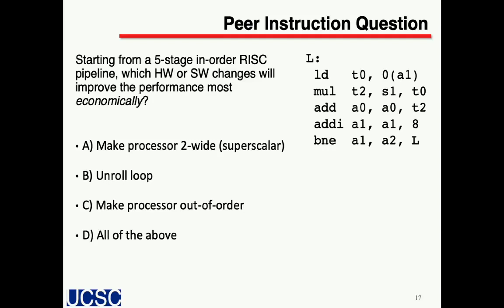Now, if we did all 3, A, B, and C, that definitely will improve performance, but also cost the most, right? So think about what these things cost. I said unrolling the loop is the cheapest, because that's just a software change. Making the processor 2 wide superscalar: for an in-order, going from 1 wide to 2 wide actually doesn't cost too much.